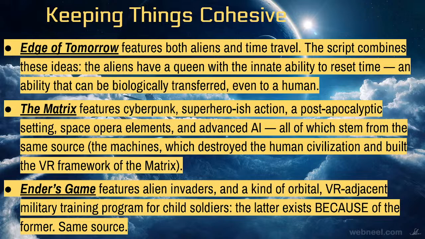So we have, even in franchises that have a lot going on, The Matrix has cyberpunk, superhero action and set pieces, post-apocalyptic settings, space opera adjacent elements, and advanced AI. But within that world of that first movie, they all stem from the same source. The machines, or we could say the machines and the Matrix itself, and even that was created by the same entities, the machines, the Architect, I guess we could say, as the originator of the Matrix, who has sort of allowed all these things to be possible.